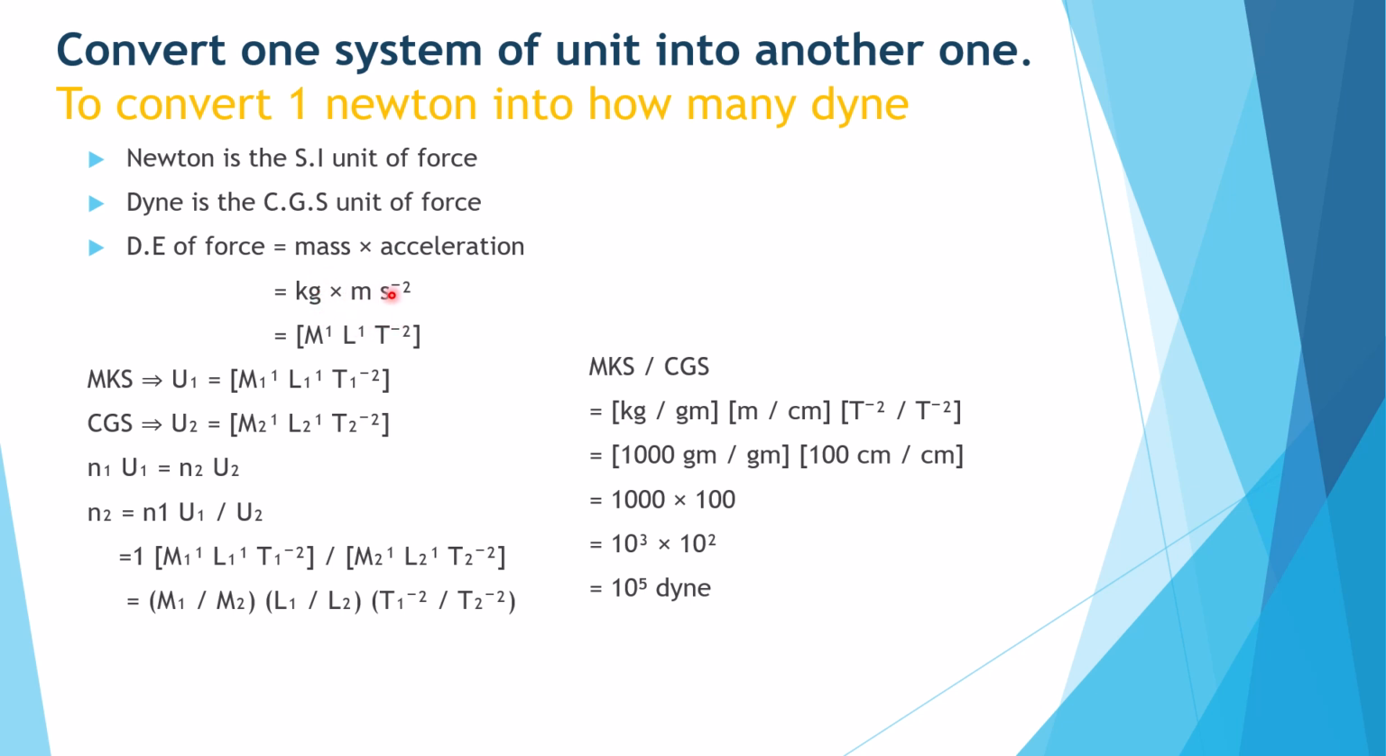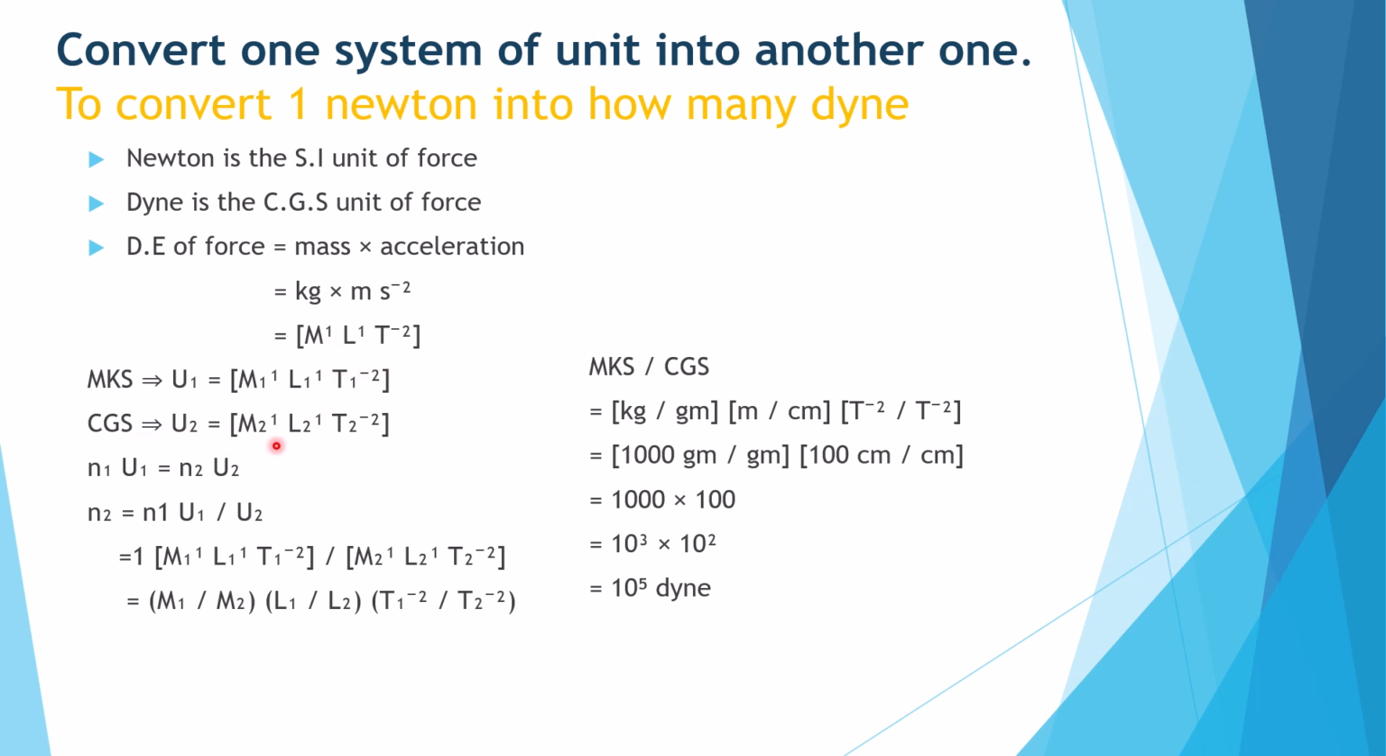According to that we get the dimensional equation of force, that is M1 L1 T to the power minus 2. So in the MKS and CGS systems we have to write it. Take U1 as the MKS system, M to the power 1, L to the power 1 and T to the power minus 2, and CGS as U2.